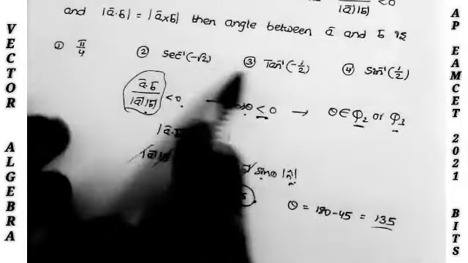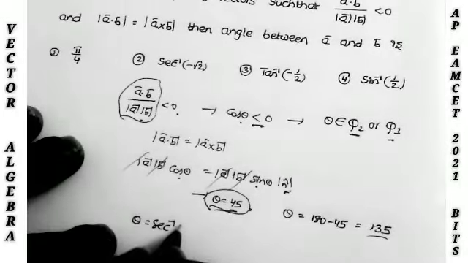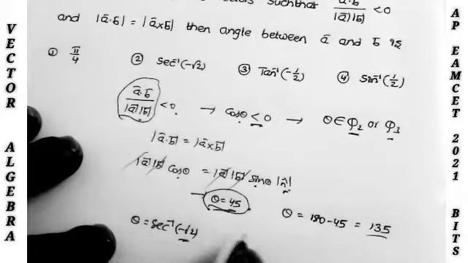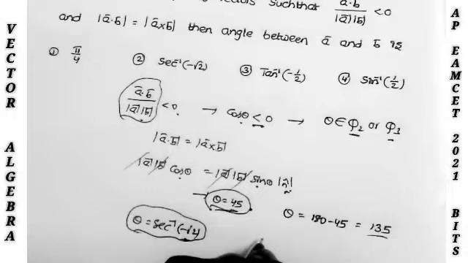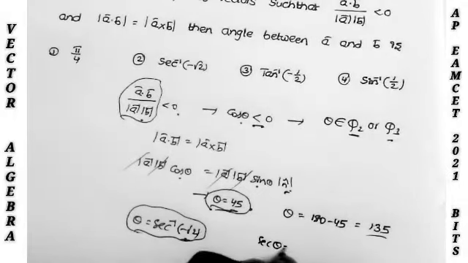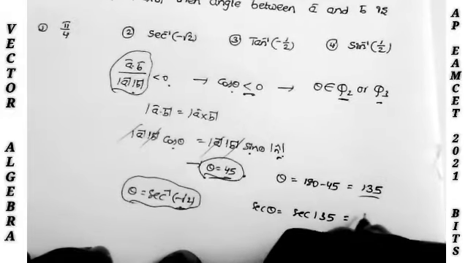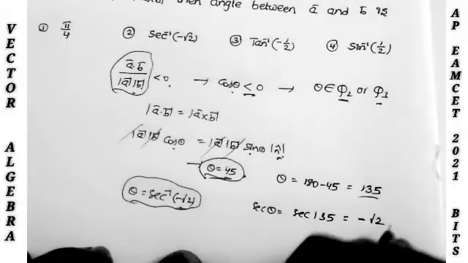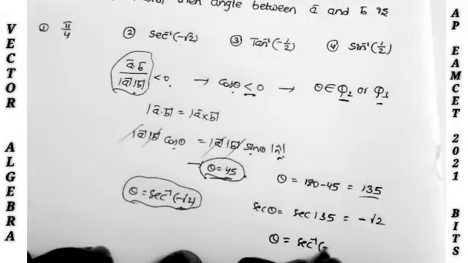But we want the answers in terms of secant inverse, tan inverse, sine inverse. So I take that this equals minus root 2, just finding this value. Here we get the answer: theta is equal to secant inverse of minus root 2. Why? Because just find the value of secant theta here. Secant theta is equal to secant 135, and secant 135 becomes only minus root 2. Then the value of theta is equal to secant inverse of minus root 2.